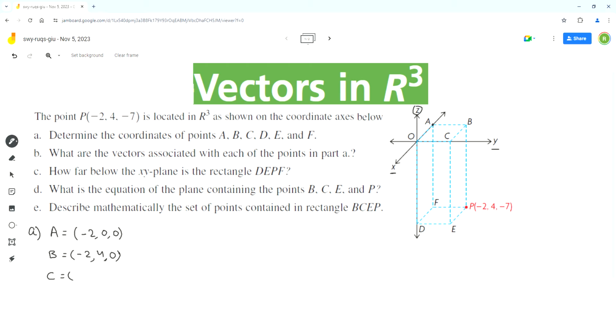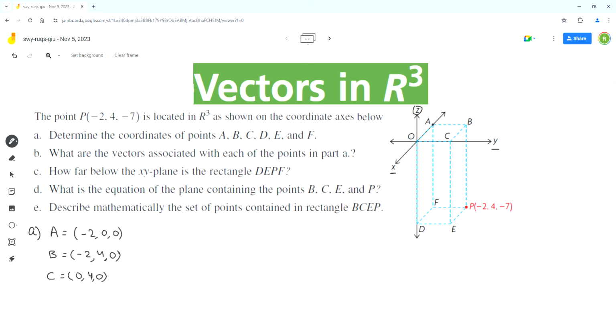Now we can analyze point C. Point C lies on the y-axis. For that reason, its x and z coordinates will be equal to 0. The y coordinate of point C will be the same as the y coordinate of point P because P and C lie on the rectangle PBCE. So point C will be 0, 4, 0.